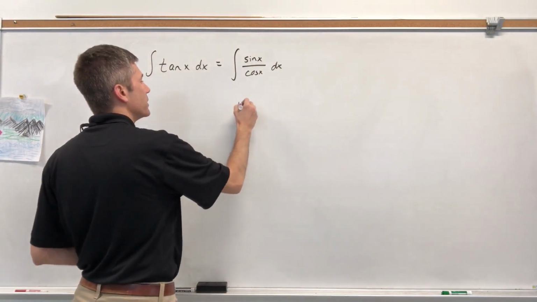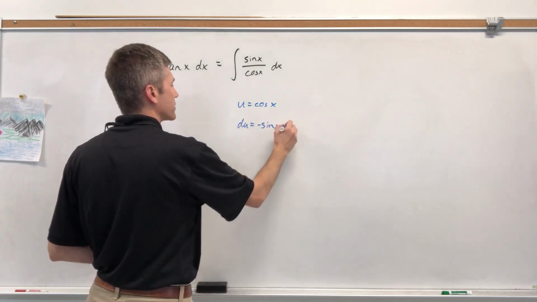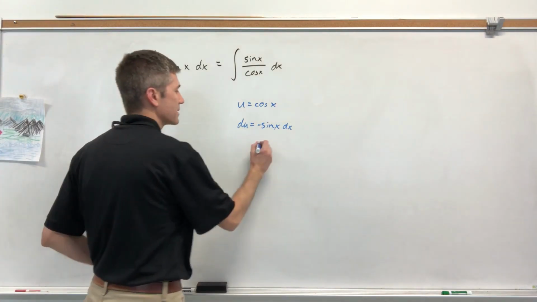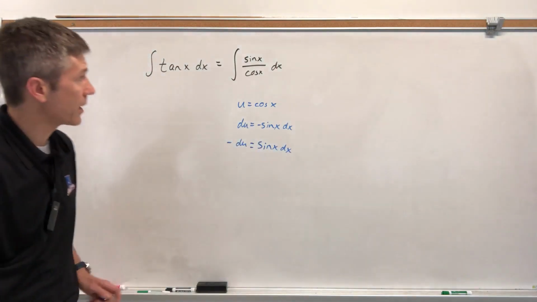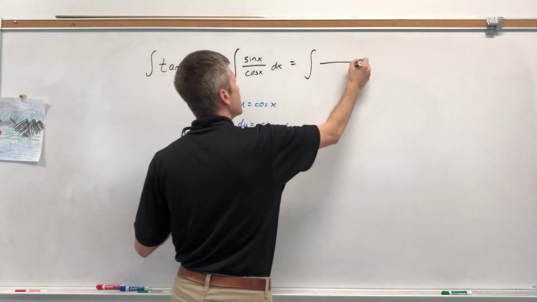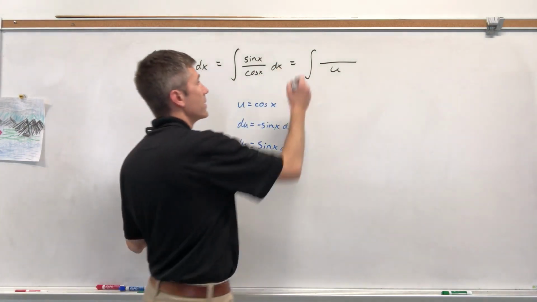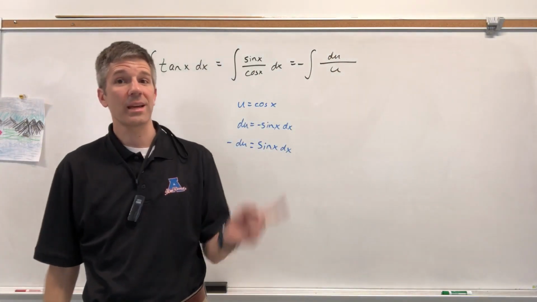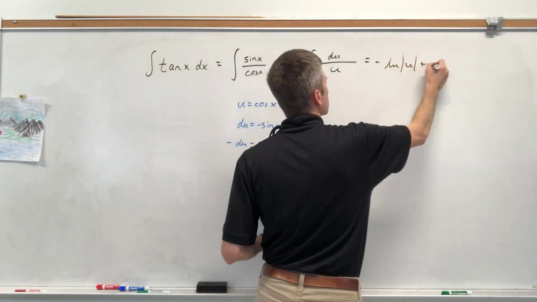Most of the time, u is the denominator. The derivative of the denominator in this case would be negative sine x dx. I don't want negative sine x dx. I want positive sine x dx. So I will do that by dividing by negative 1. Yay. Okay, so as we move forward, we're going to have the integral of 1 over u, and sine x dx is negative du. We have the same structure as something that can be integrated with a natural log, so let's do that. So negative natural log of u and then plus c.